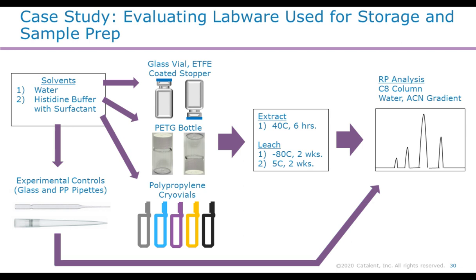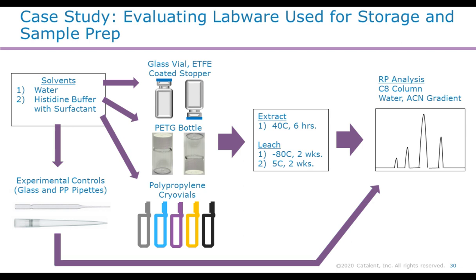The pipette samples were prepared by aspirating and dispensing solvent a single time into glass chromatography vials for analysis. The 10R glass vials, PETG bottles, and cryovials were prepared and exposed to several extractable and leachable conditions. We did 40 degrees Celsius for 6 hours as an extractable condition. Remember, the extractable is a condition that your product would not normally see during its shelf life. And then 2 leachable conditions. One was minus 80 degrees Celsius and the other was 5 degrees Celsius, both for 2 weeks.